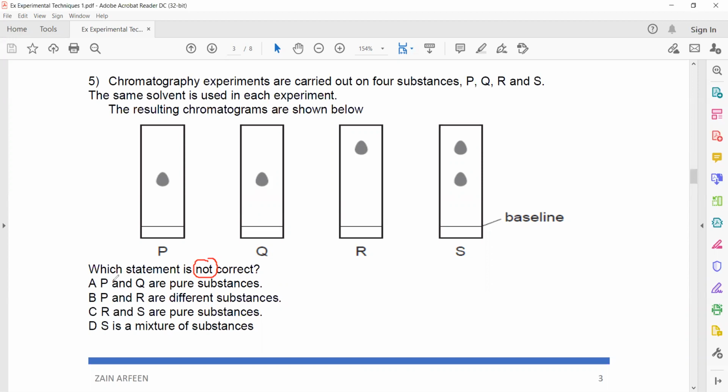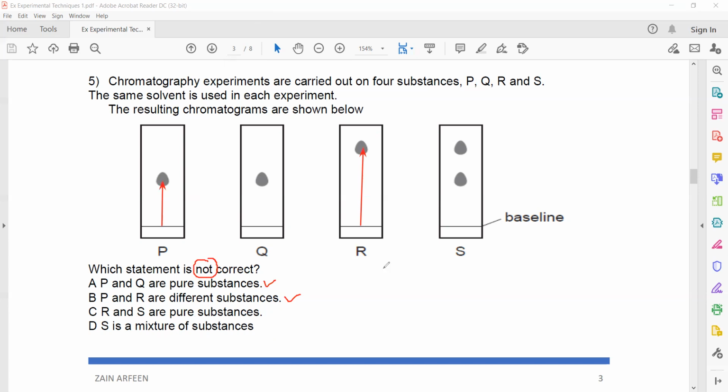In the first one, P and Q are pure substances. That's true because we only see one spot. P and R are different substances. You can see because the spot of P rises to a different height as compared to the spot of R. If we are using the same solvent, it means they are different substances. That's also a correct statement.